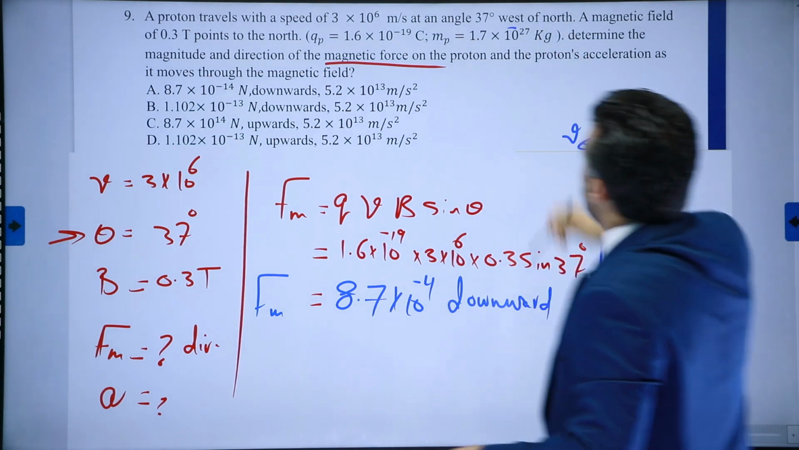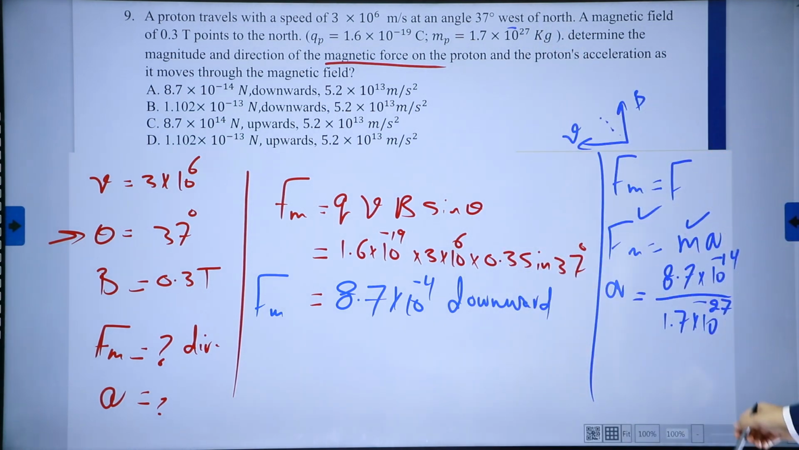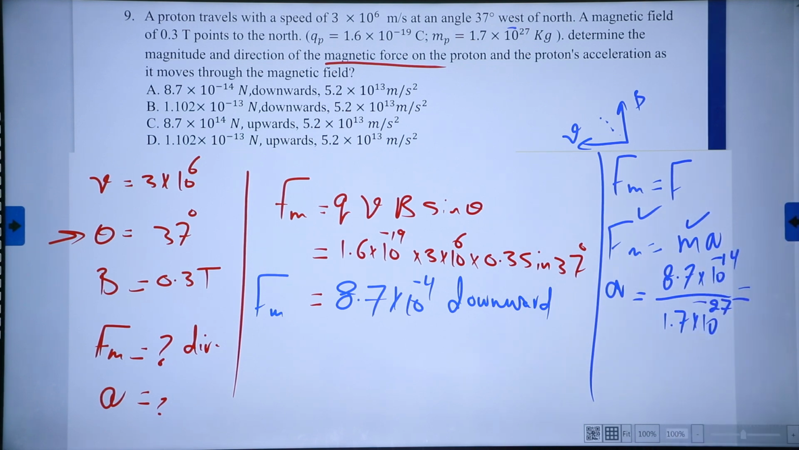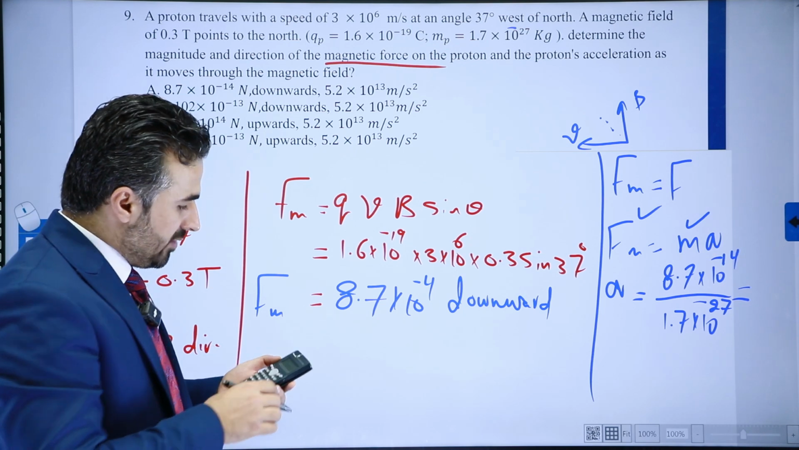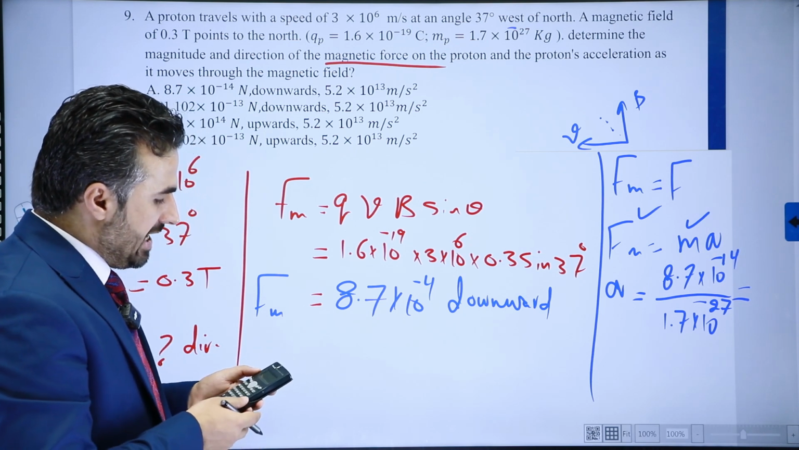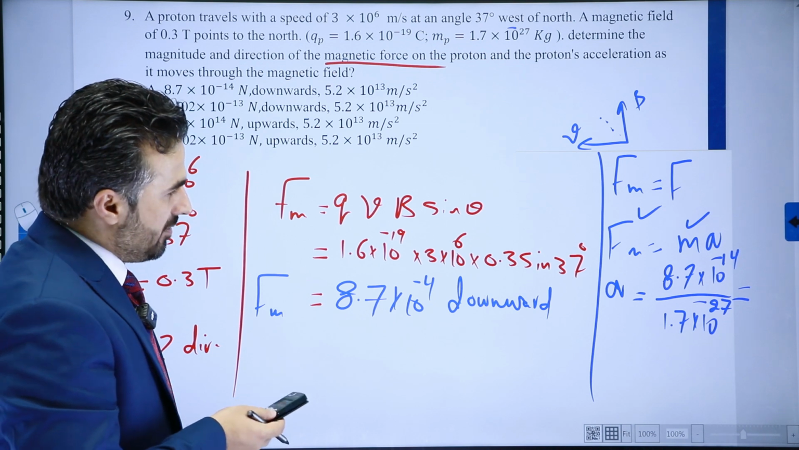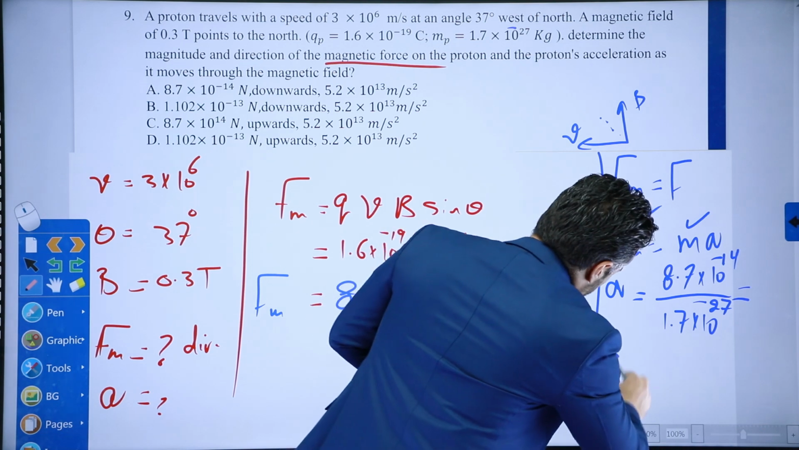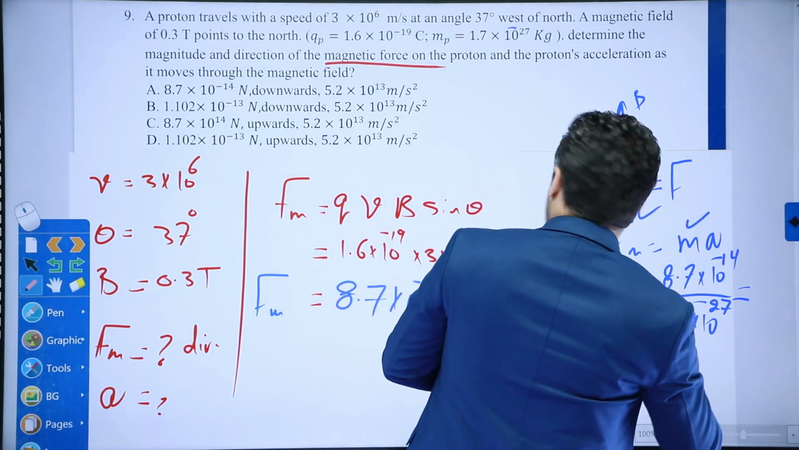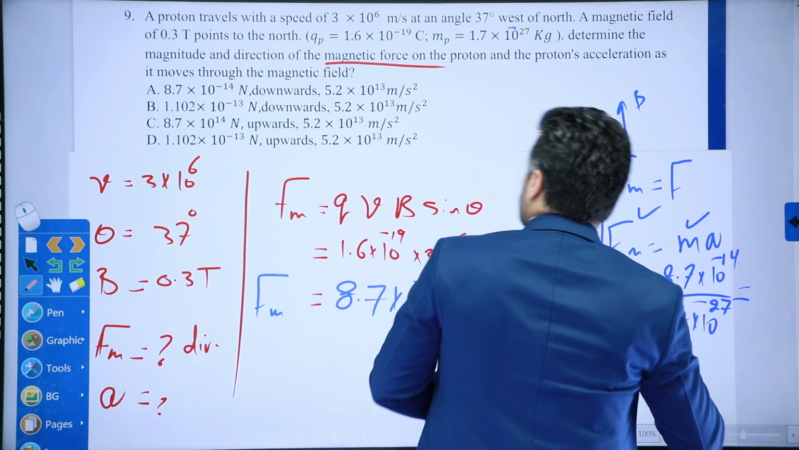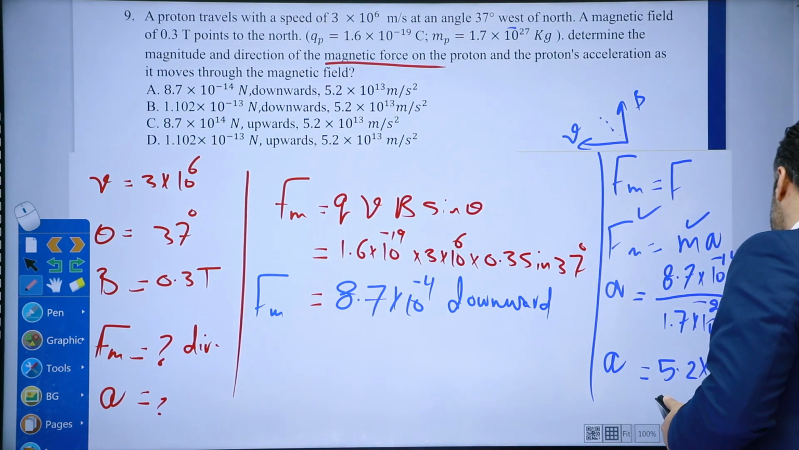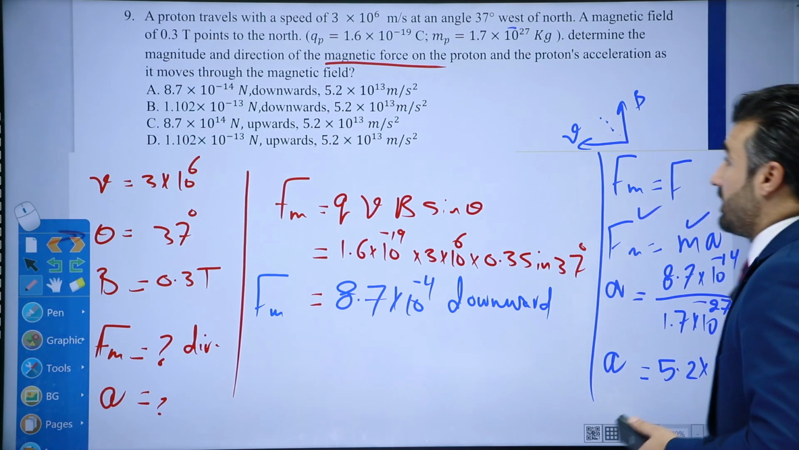Please add a negative here. Okay, so 1.7 times 10 to the power negative 27 kilogram. And of course, we can find the answer to this. So let's find the answer to this one as well. Okay, so the answer to this one is going to be 5.117 something, which is very similar to 5.2 here. So the acceleration is basically going to be 5.2 times 10 to the power 13, in meters per second squared.